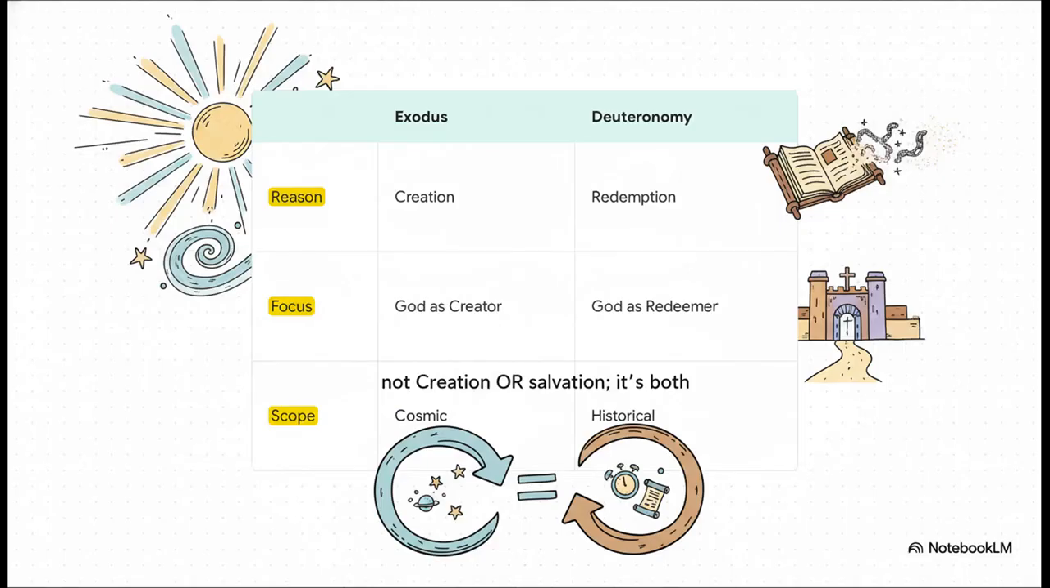So when you put them side by side, you see what's happening. It's the same command, but it's celebrating two massive truths about God. One version focuses on God as the creator of everything. The other focuses on God as the redeemer of his people. By keeping both, the text gives us this richer, fuller, more three-dimensional picture. It's not creation or salvation, it's both, woven together.